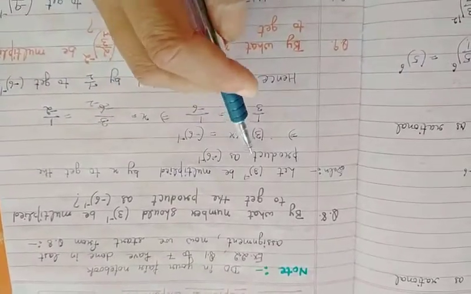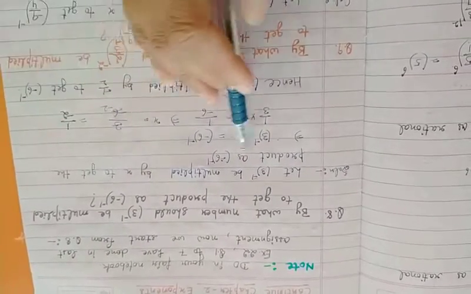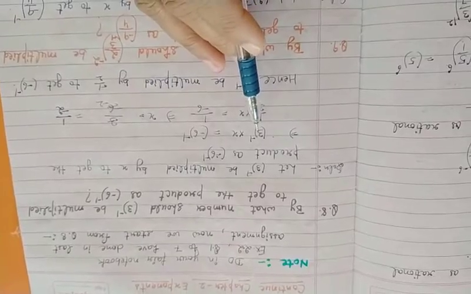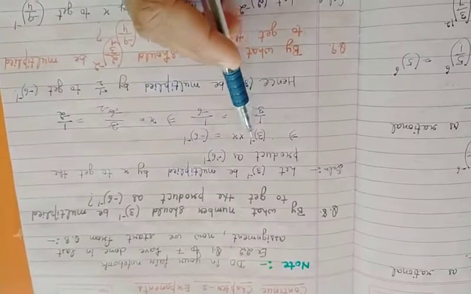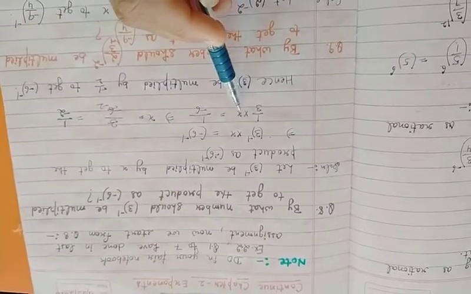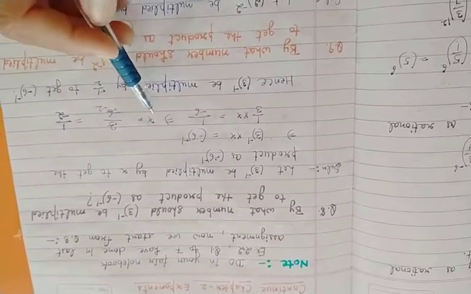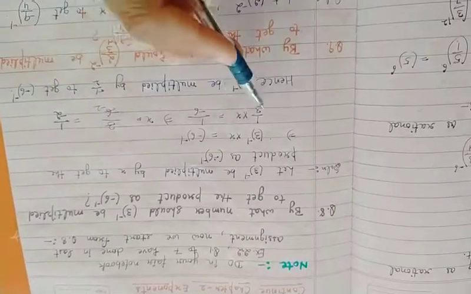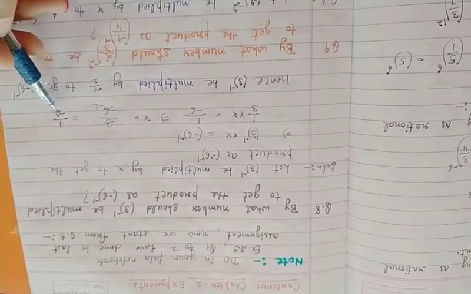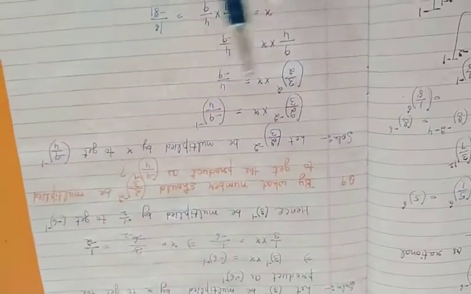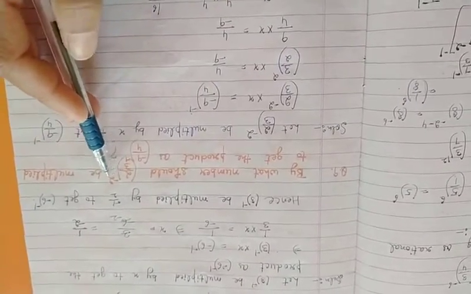Now you know what we do. We suppose that 3 inverse is multiplied by x to get the product as minus 6 inverse. Now we multiply 3 inverse by x, which is equal to minus 6 inverse. Now 3 inverse equals 1 by 3, so 1 by 3 into x is equal to minus 6 inverse, which becomes 1 by minus 6. Then we transpose 3, so x is equal to 3 by minus 6, then we get x is equal to 1 by minus 2.